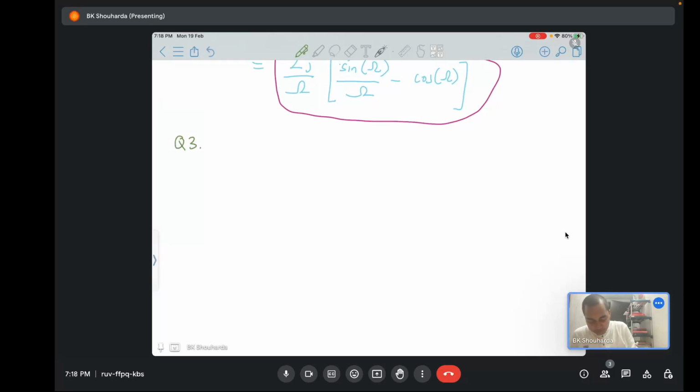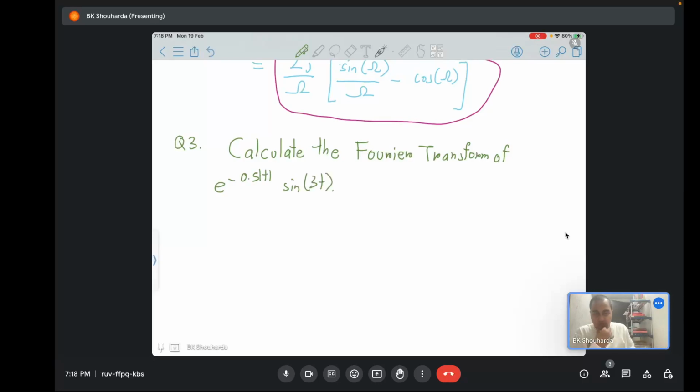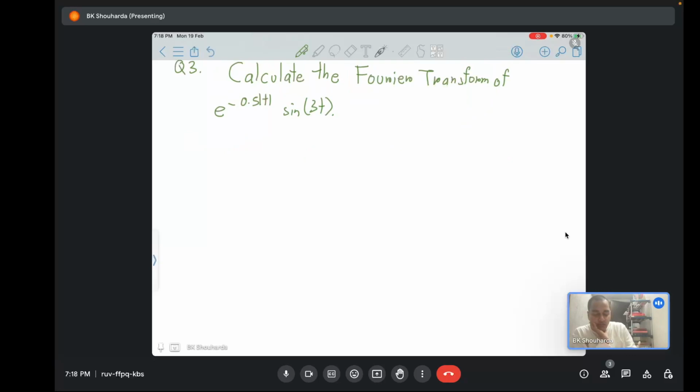We are supposed to calculate the Fourier transform of e^(-0.5t) sine 3t. Okay, let us see how we can do it. In all such cases, remember that we don't need to go for the direct process, otherwise it would be too tedious. Let us see this process.